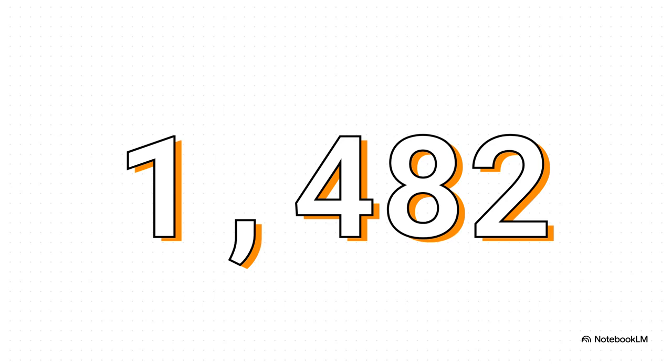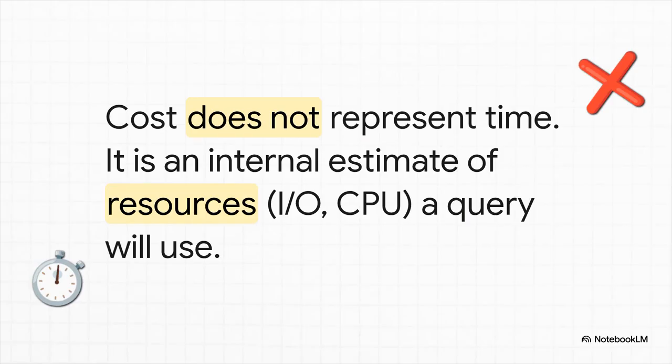But what is this number? What is it actually measuring? And here is the single biggest misconception about how this all works. That cost, it is not time. It's not seconds, it's not minutes, it's not anything you can measure with a watch. It's an internal, abstract number that represents the total work, the estimated CPU and I/O that a plan is going to require. So a lower cost just means a more efficient plan.